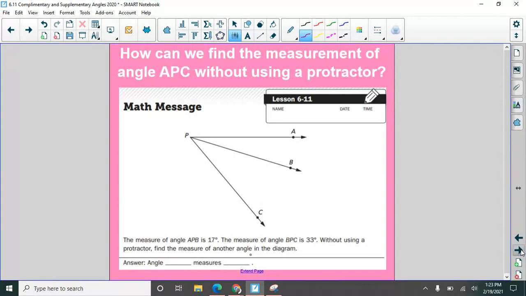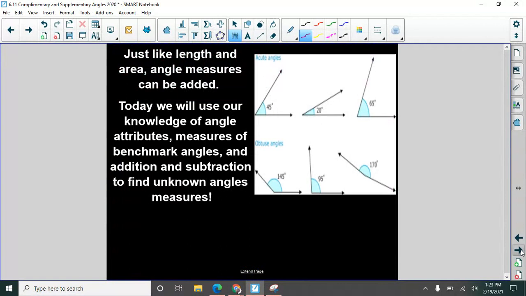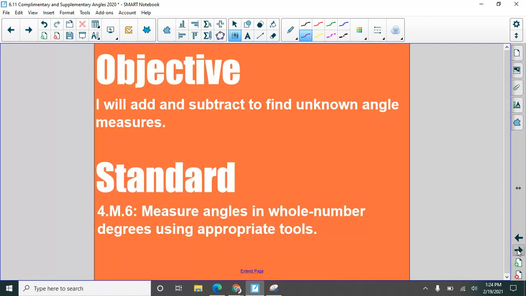All right, so what can we learn from this experience? Okay, we can measure things. If we know some things, we can measure them without a protractor because just like length and area, angle measures can be added. Today, we will use our knowledge of angle attributes, measures, and benchmark angles, and addition and subtraction to find unknown angle measures. So what that means is that if we have two angles, we can add those up. If we know one big angle and know the part of another one, we can subtract. Let me show you how.